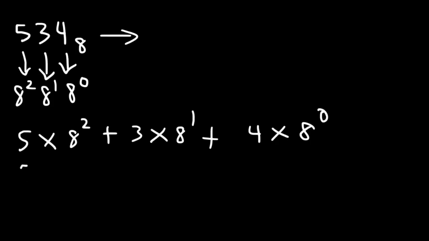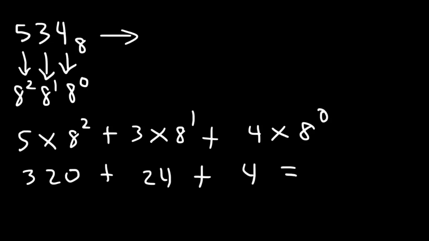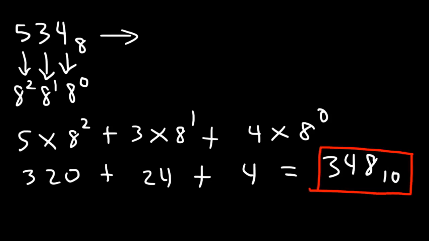Now, 8 squared, that's basically 8 times 8, which is 64. And then 5 times 64 is 320. Now, 3 times 8 is 24. And anything raised to the 0 power is 1. So 8 to the 0 is 1. 1 times 4 is 4. So we need to add 320 plus 24 plus 4. And that will give us 348 in the base 10 system. And so that's how you can go back from the octal system into the base 10 system.